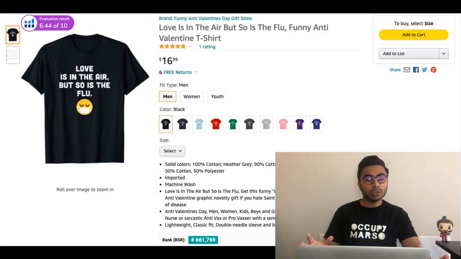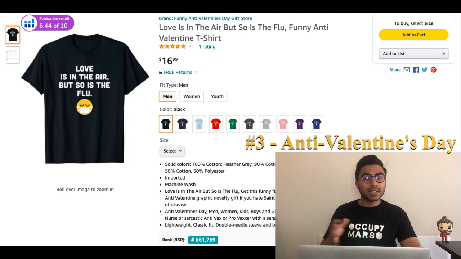The third design that I want to share with you guys today is an anti-Valentine's Day design. It's kind of for those single people who don't like Valentine's Day, or even some couples don't like Valentine's Day and they wear gag t-shirts. Those types of t-shirts have low BSRs and get great sales during Valentine's Day.